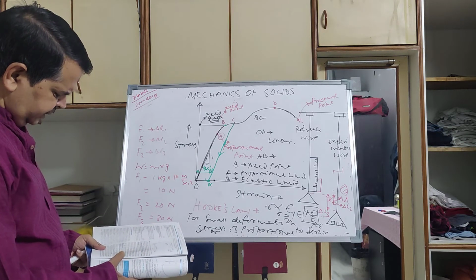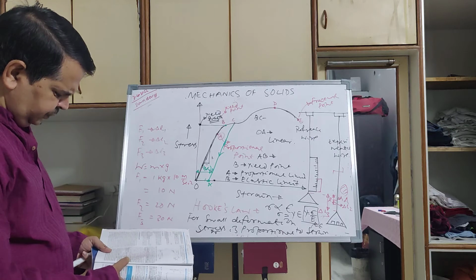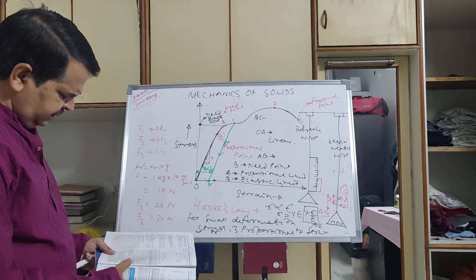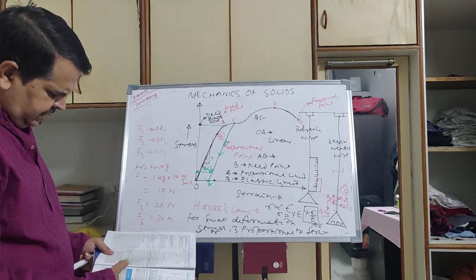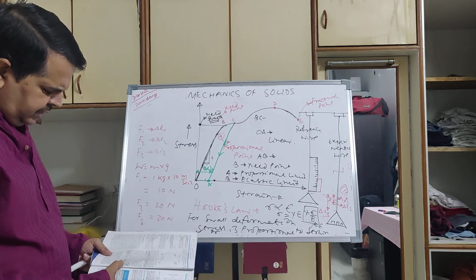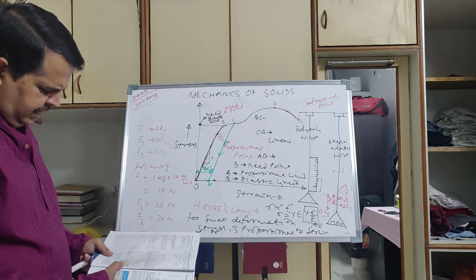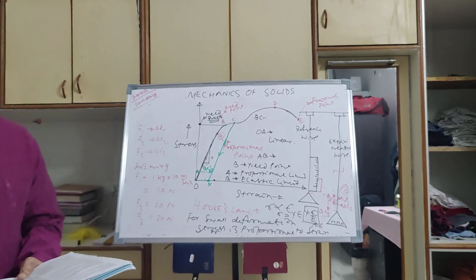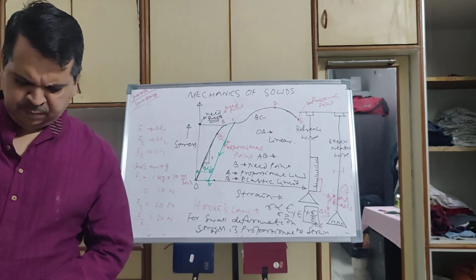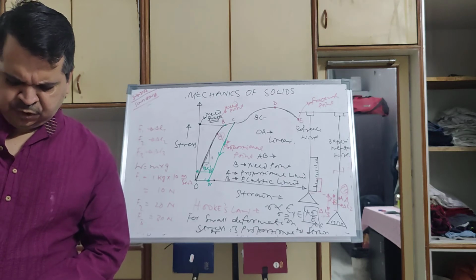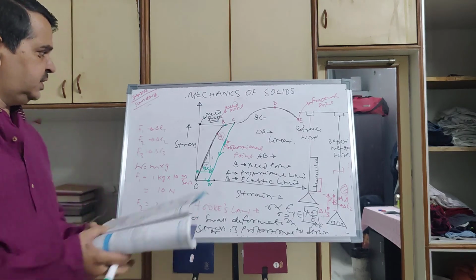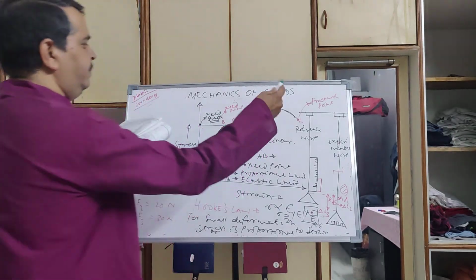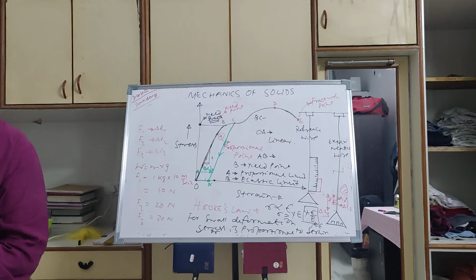So the body does not regain its original position in this case even when the load is 0. This strain is not 0. So the material is said to have a permanent set. At point C, the material has a permanent set. This type of deformation beyond B is called plastic deformation. Anything beyond B to D is plastic deformation.